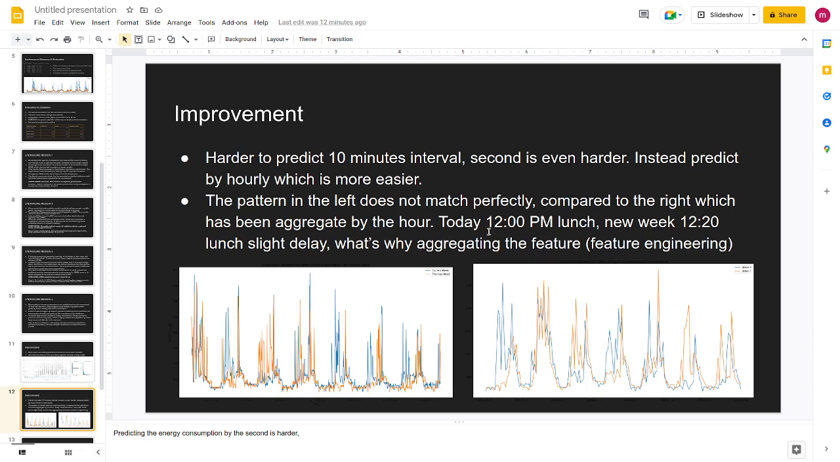For example, today at 12 p.m. we had lunch, but next week we'll have lunch at 12:20. There's a slight delay. That's why we suggest aggregating, instead of creating new features, predicting by the hour instead of by the minute. If you can see the difference here, it doesn't match perfectly, but if we aggregate it by the hour, it's much better.